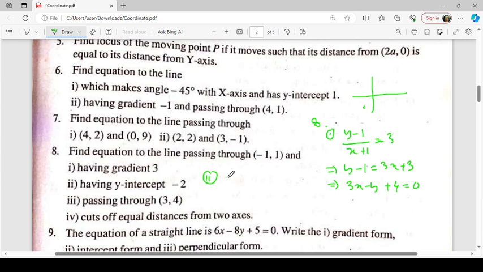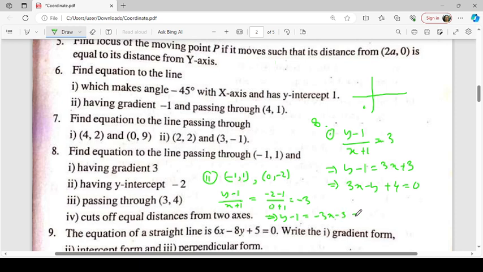So the equation passes through (-1, 1) and the point (0, 2). So passing through two given points, it is (y minus 1) by (x minus minus 1), which is x plus 1, is equal to, say, (2 minus 1) by (0 plus 1), so it is minus 3. Then simplify it: y minus 1 is equal to minus root 3 x minus 3.